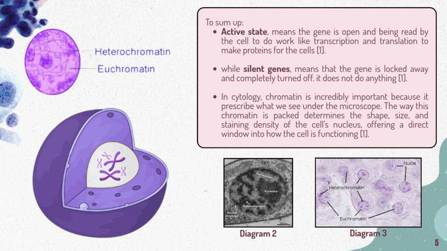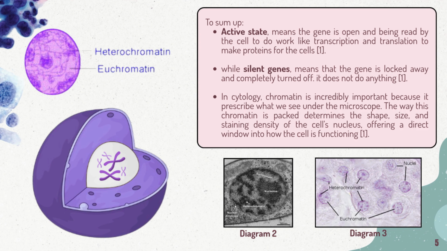To sum up, active state means the gene is open and being read by the cells to do work like transcription and translation to make proteins for the cells. That's why in the microscopic examination, the chromatin is fine and evenly distributed and the color is smooth. While silent genes means that the gene is locked away and completely turned off. It does not do anything. That's why the chromatin becomes darker and dense.